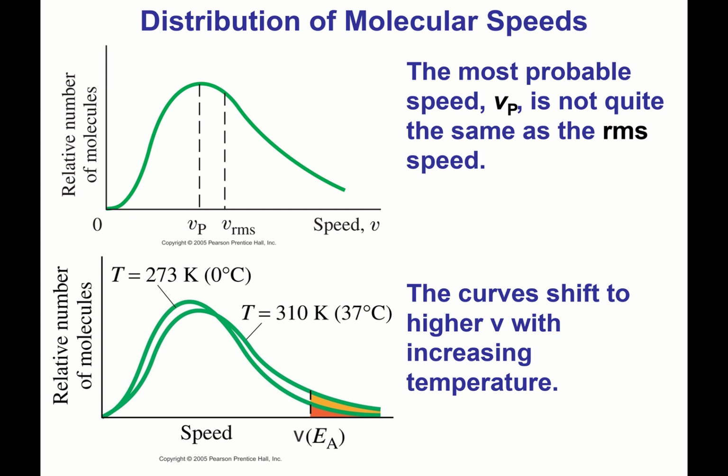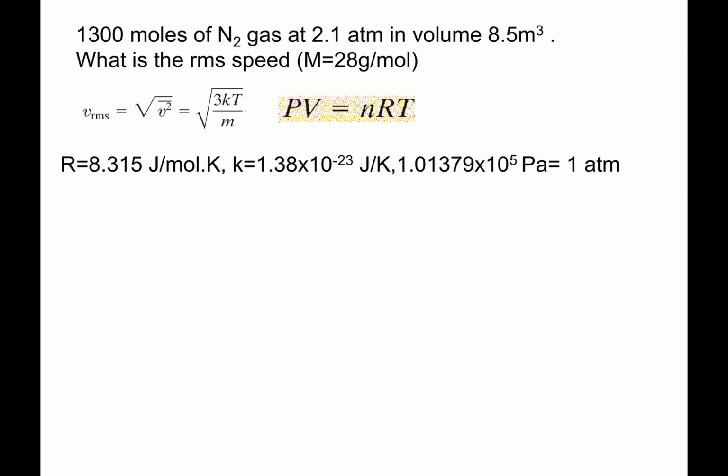So if I look in a gas, some of the molecules will be moving really fast, some will be moving really slow. But on average, I'm going to get a distribution that's shown here, where the most probable speed, vp, is not quite the same as the RMS speed. As I increase the temperature, those curves will shift to higher and higher values of v. So v RMS will increase as the temperature increases.